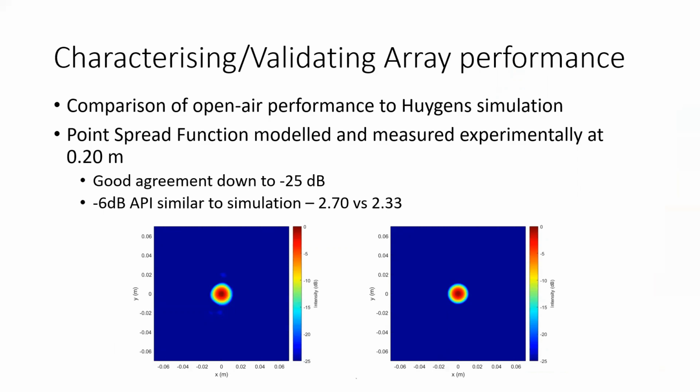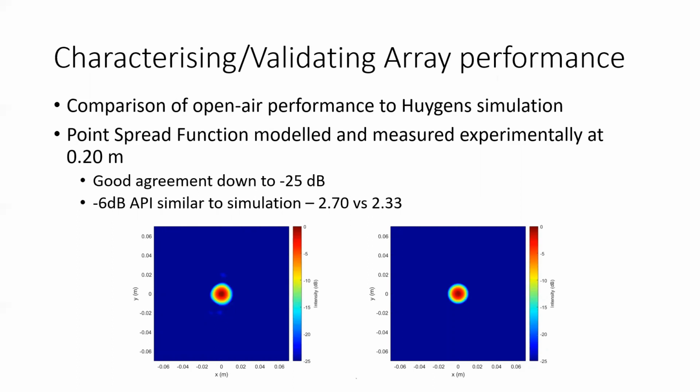And we did this by experimentally measuring the point spread function by imaging a small 3mm bead at a range of 20 centimeters and comparing the image to that from a Huygens model simulation. So there's the experimental image on the left and the simulation on the right. And as you can see, they're in good agreement down to about -25 decibels, which was deemed acceptable.